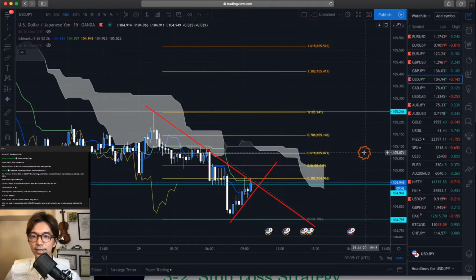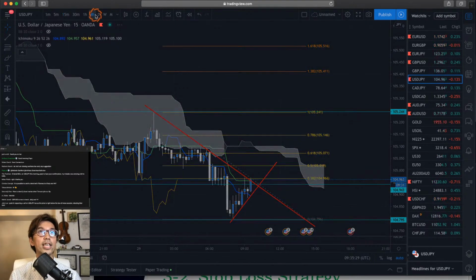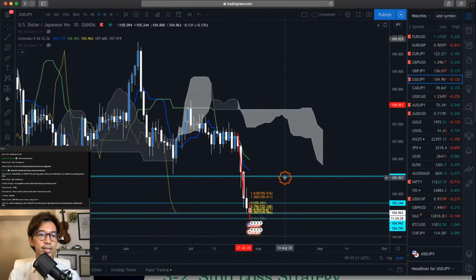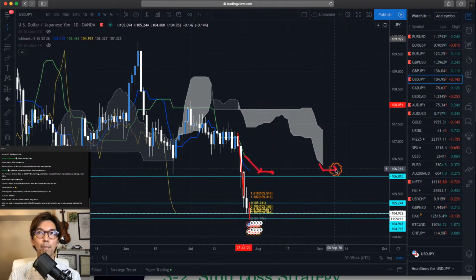So in this case, I follow the trend on the daily chart, right? I don't follow a trend on 1 hour, but I follow a trend on daily chart. So as long as the daily chart goes down, I keep holding that sell. That means as long as the Kijun Sen goes down, I keep holding that sell until it becomes flat. And until the Senkou Span goes flat, I keep holding that sell. I just hit the break even and I just leave the chart.